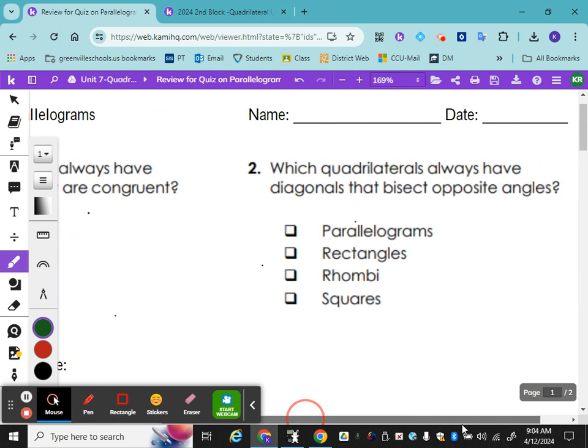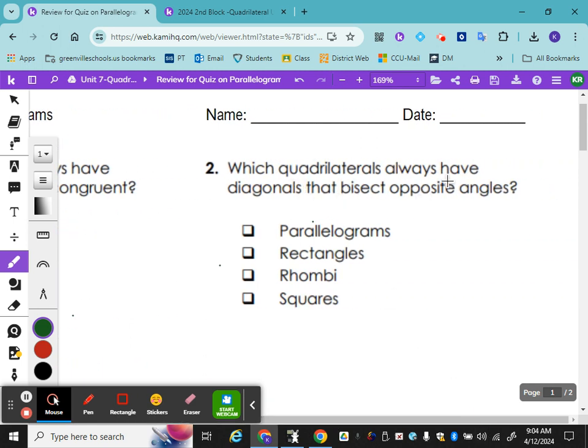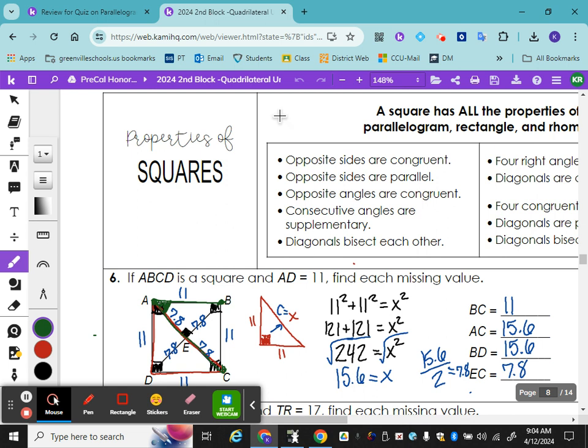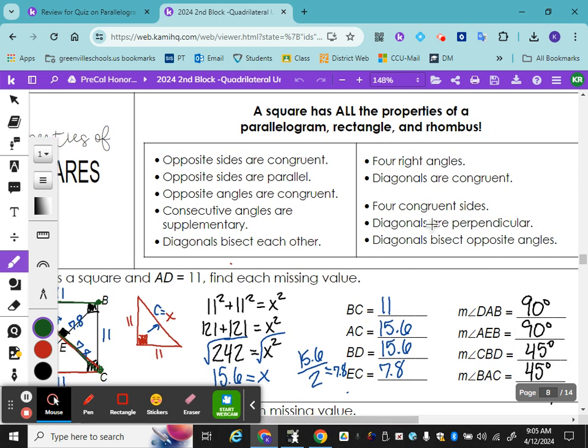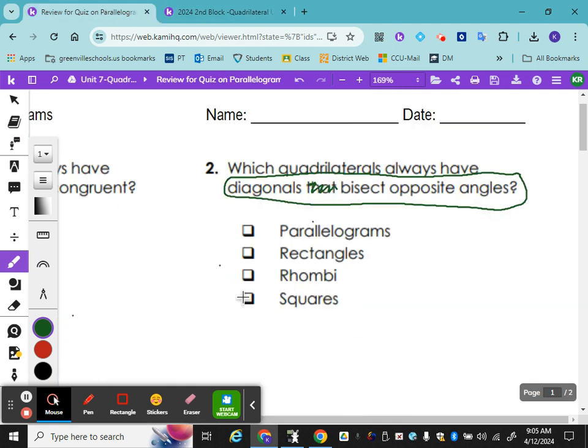All right. Diagonals bisect opposite angles. This is what we're looking for. Diagonals bisect opposite angles. We don't need that in there. Diagonals bisect each other. No. Diagonals bisect opposite angles. Here it is. So yes, it's true for squares.